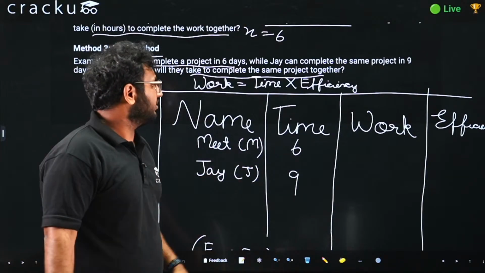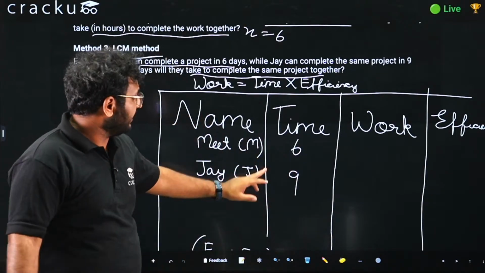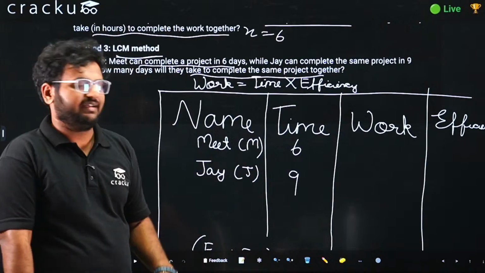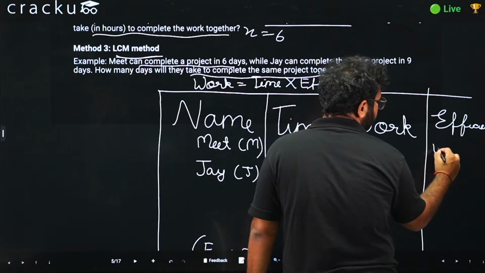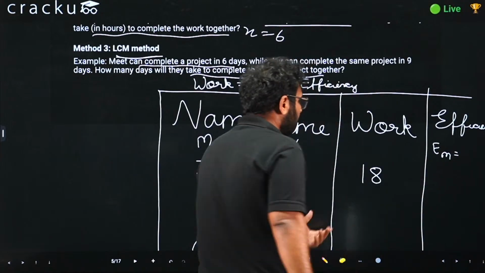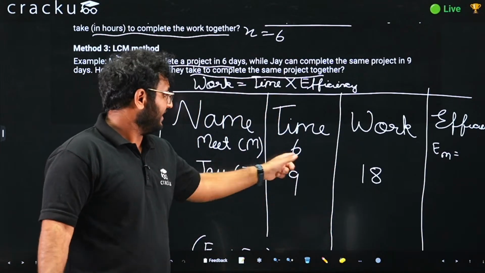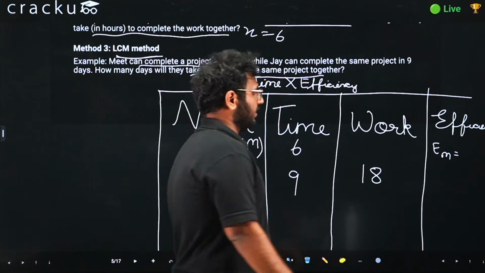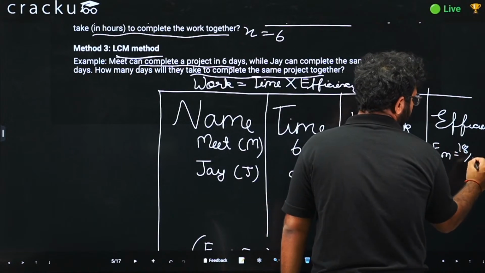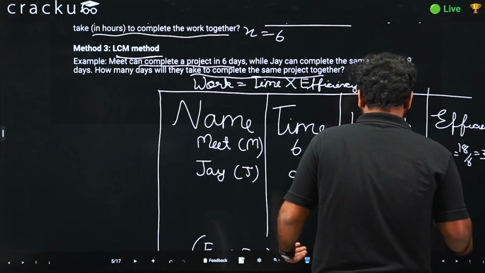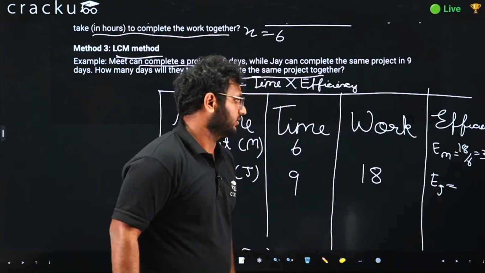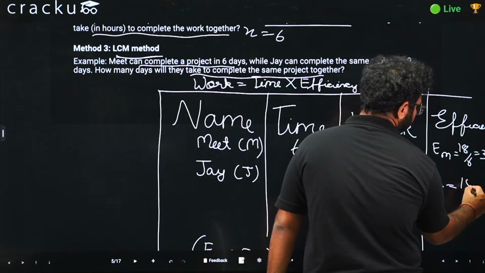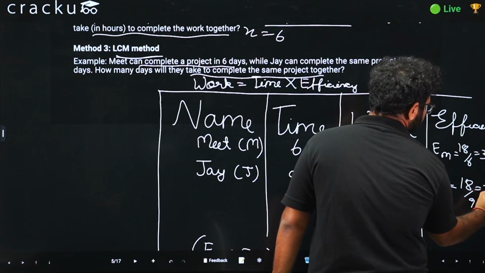So what I will do is I will take an LCM. The LCM of 6 and 9 is what? 18. So 18 is the LCM. So the efficiency of Meet would be what? Work upon time taken by Meet, which is 18 by 6, which is 3. The efficiency of Jai would be what? 18 by 9, which is equal to 2.